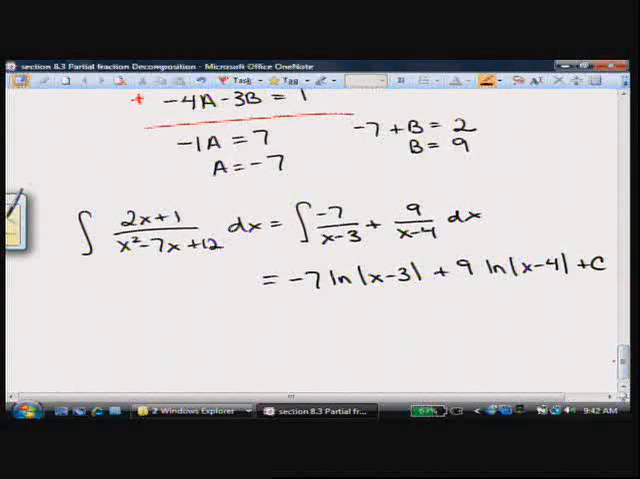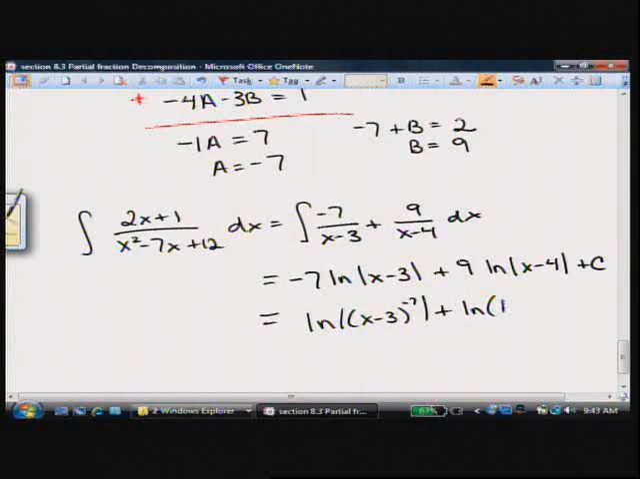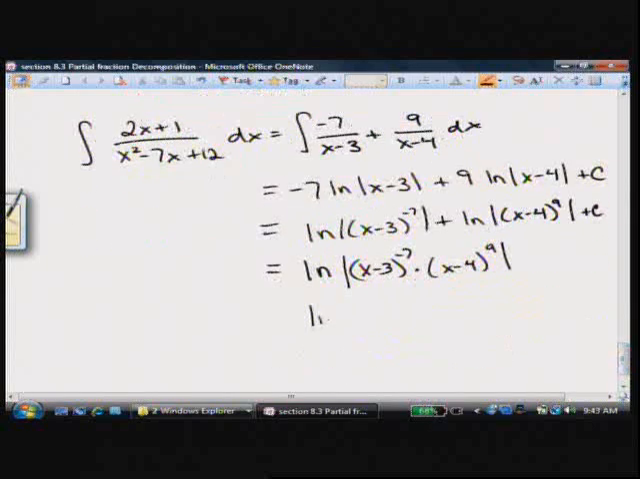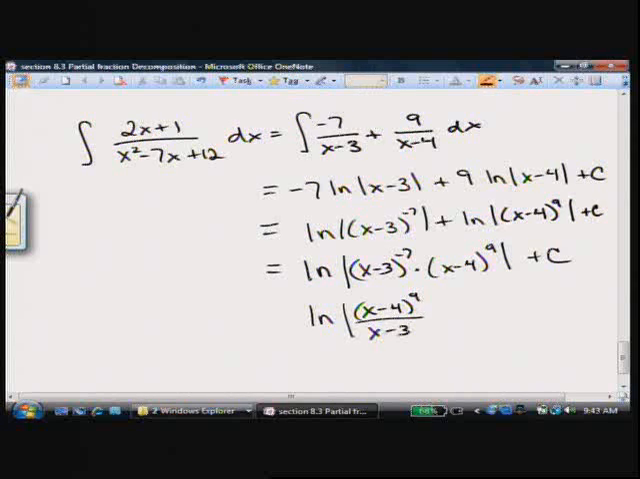In the answer in the back of the book, and I don't know if the computer is going to accept it here, remember that you can think of this as ln of absolute value x minus 3 to the negative 7th power, plus ln of x minus 4 to the 9th power, right? However you want to think of this, when you have the sum of two logs, you can think of that as the product. So you can think of this as ln absolute value of x minus 3 to the negative 7 times x minus 4 to the 9th. And since that's a negative exponent, you can think of that as ln of x minus 4 to the 9th over x minus 3 to the 7th.